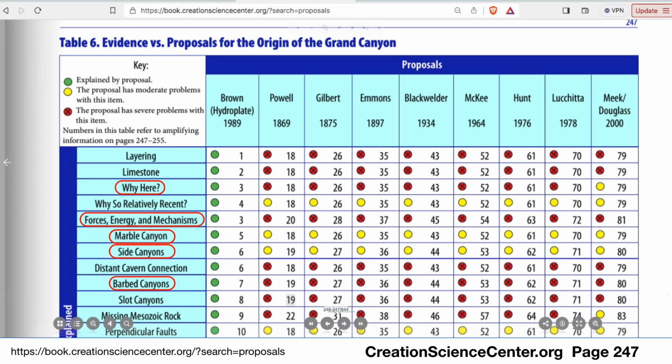Well, I've got a clear answer. And I've submitted it to the park system, and they haven't put it up yet. So I want you guys to start submitting this one too. This is from the hydroplate theory. The theories, or the proposals, are on the top. There's 9 of them. Okay, there's more than just 4. And then the features of Grand Canyon are on the left, and we're talking about why is it here, what's the force and energy and mechanism, and Marble Canyon, and side canyons, and barb canyons. And we're going to talk about all that. And then it's like a stoplight. Green means yes, red means no, and yellow means maybe. And underneath Walt Brown's hydroplate there, it's green all the way down. Everybody else is red and yellow.